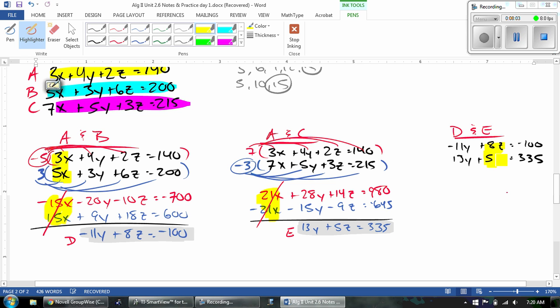Now for here, I actually canceled the z's because right away I know what 8 and 5 go into. I know I can multiply the top by 5 and the bottom by 8. And for some odd reason, I made the bottom 8. It doesn't matter what you do. We can make the top 8 or the top negative if you want to. We'll do that. We'll see if we get the same answer. So I'm going to distribute the negative 5 to get 55y minus 40z equals a positive 500.